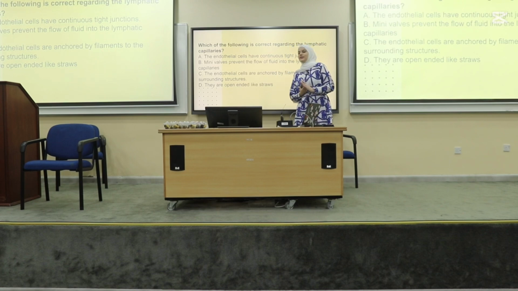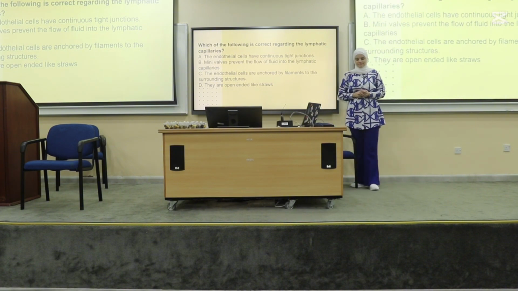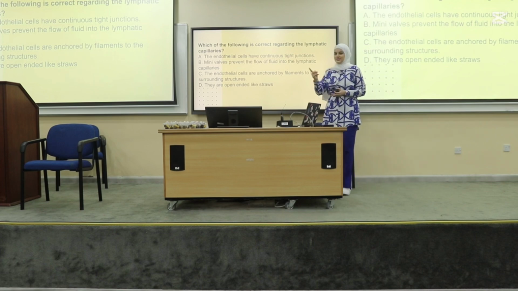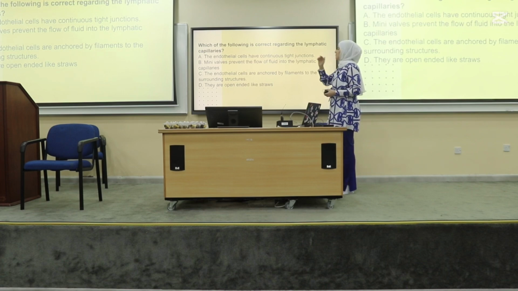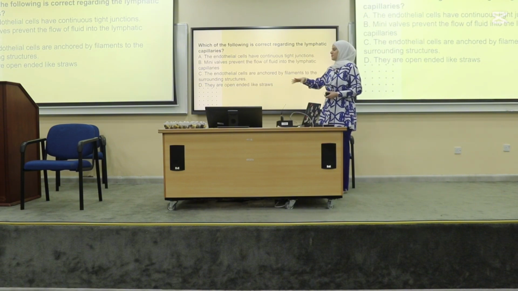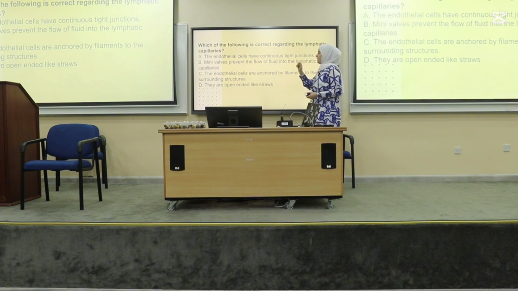What's important to know is how lymphatic capillaries differ from blood capillaries. So try to answer this question. You say C. Okay, we have B also. C. Okay, let's go with them. Endothelial cells have tight junctions. Now we want plasma, we want the fluid to enter. We don't want to stop it from entering. So of course not tight junctions. Many valves prevent the flow of fluid. We have endothelial cells anchored by filaments to the surrounding structures, and they're open-ended.